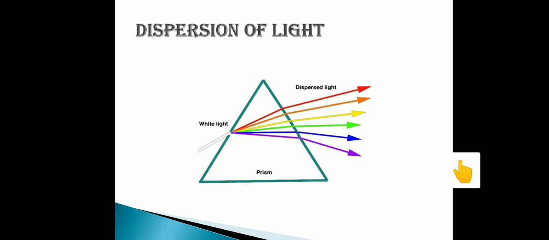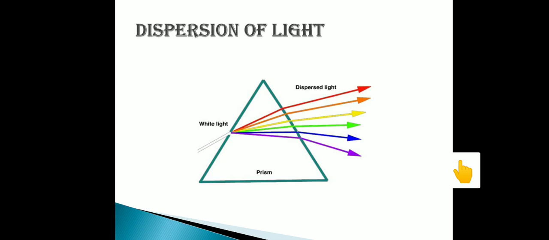Now you can ask why they are not visible. Actually, these colors have different wavelengths, so they bend whenever they fall upon something at an angle. Then only they get separated. Otherwise, when they blend together, they form white. And these 7 colors are violet, indigo, blue, green, yellow, orange, and red, VIBGYOR.